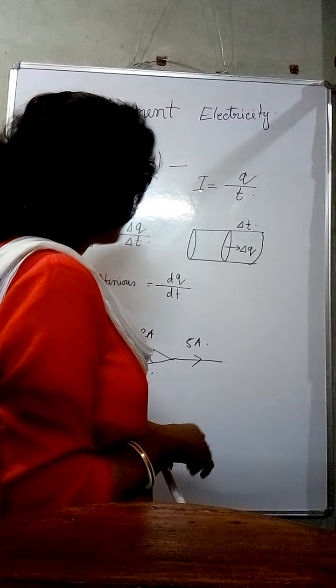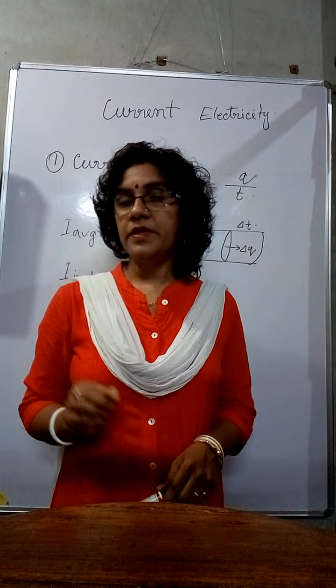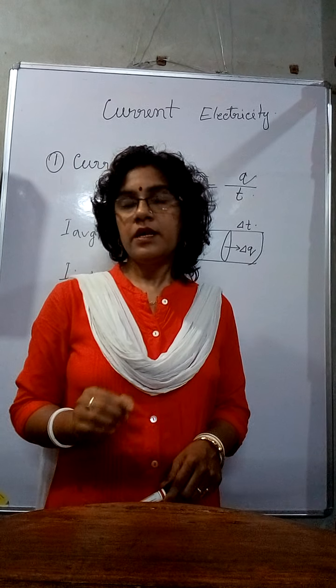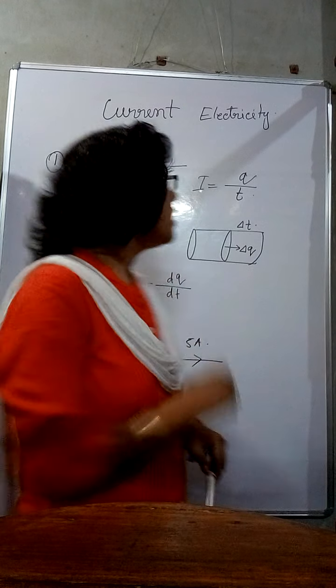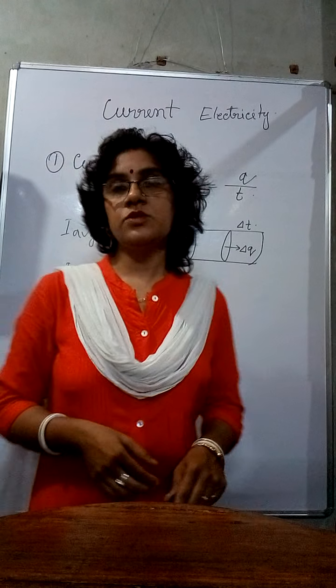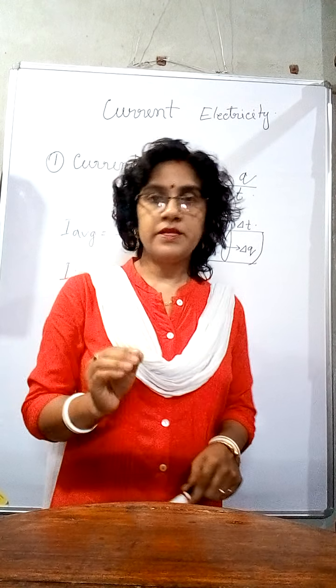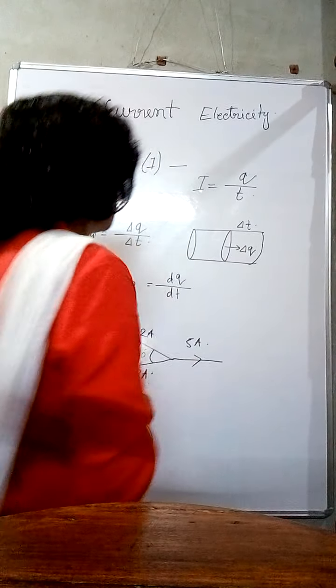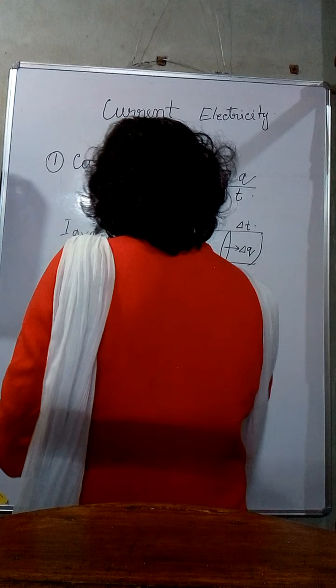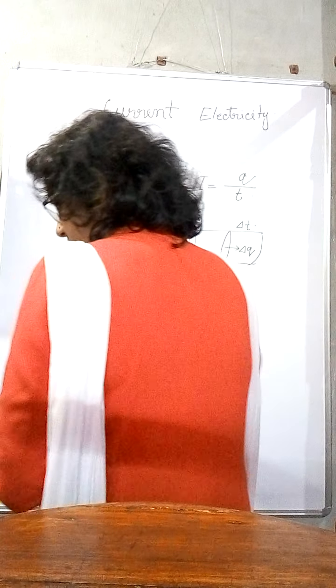There is one instrument, the ammeter, by which we can measure the current. So, that's all about the current. Our next topic is the flow of charge through a metallic conductor. Let's see the motion of the charge in a metallic conductor.